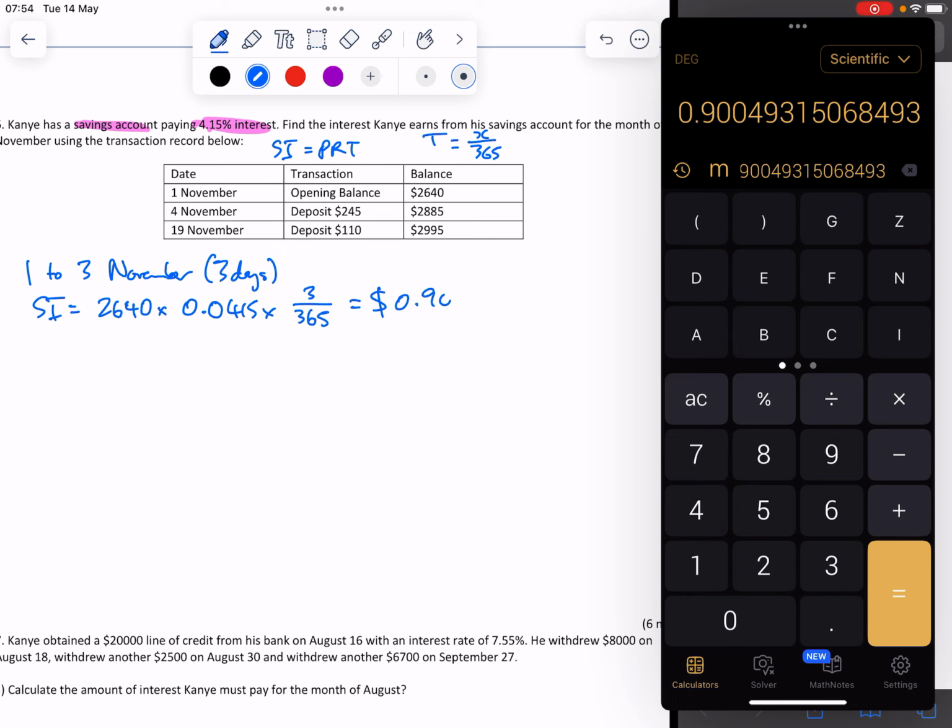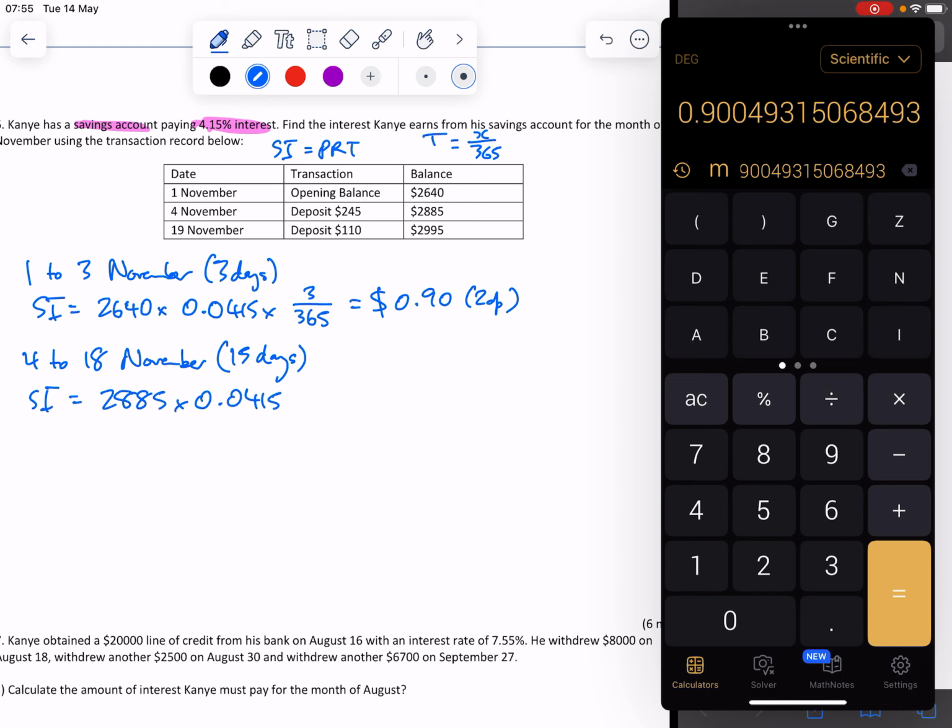4th to the 18th of November. How many days is that? 4, 5, 6, 7, 8, 9, 10, 11, 12, 13, 14, 15, 16, 17, 18. That's 15 days, inclusive of the end and the start. SI is equal to the balance, which was 2885, times 0.0415, times 15 out of 365.